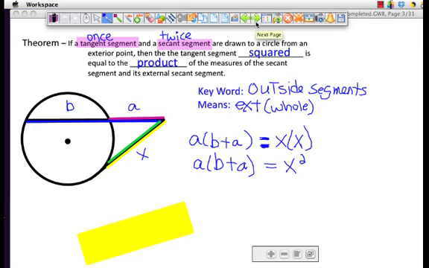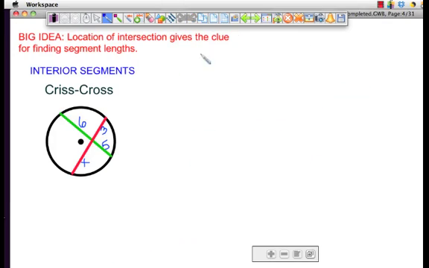All right, so let's just summarize this quickly here. You don't have any of these examples in front of you, so just look at them. These are intersecting on the inside. So when they're on the inside, you just crisscross. It would be 6 times 5, the two pieces on the same segment, 6 times 5 equals 3 times x. That's it. 6 times 5 is 30, and x equals 10.